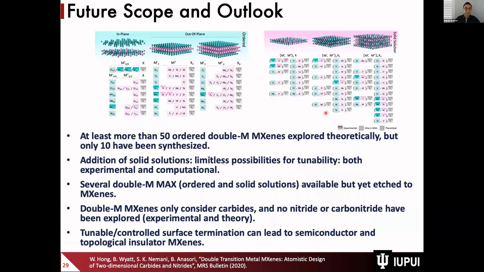So I want to wrap up my talk by just looking at the future of this double transition metal family of MXene. There are more than 50 ordered phases being predicted, but only 10 being synthesized. So there are a lot more that we can look into. And with that, we can tune the properties of MXene and MX phases.